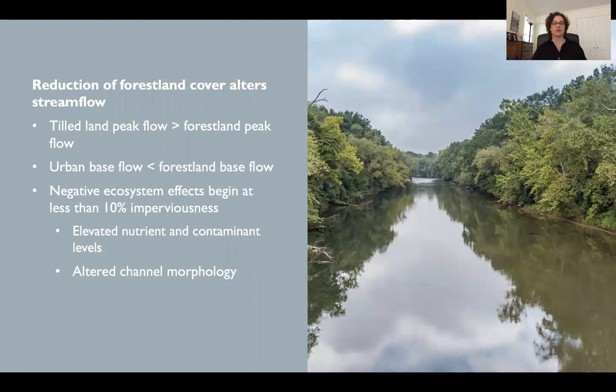Reduction of forest land cover also alters stream flows. In areas of tilled land, peak flows were greater than in areas of forested land. On the opposite end of the hydrologic spectrum, urban base flows are less than forest land base flows due to impeded infiltration of rainwater. Negative ecosystem effects can begin to be seen at less than 10% imperviousness in a watershed. These negative effects include elevated nutrient and contaminant levels and altered channel morphology.